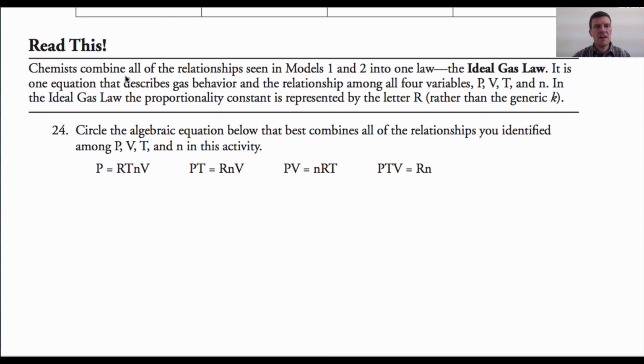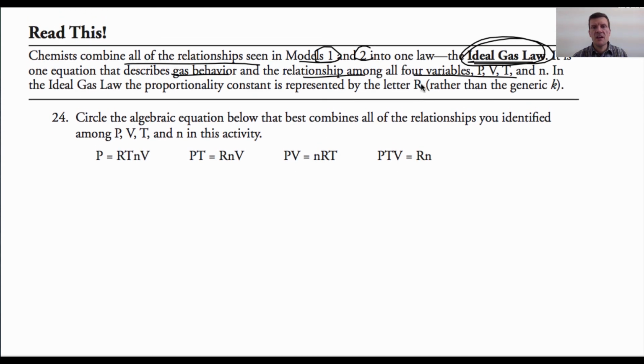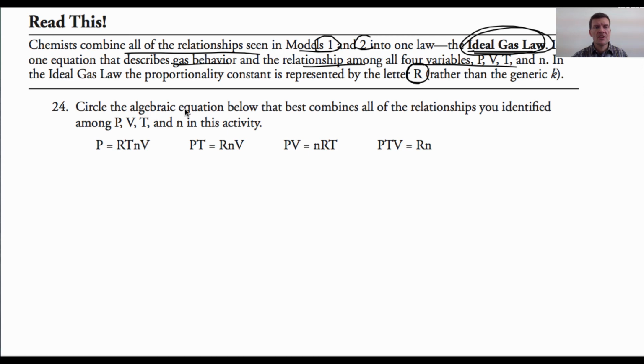Alright, chemists combined all of the relationships seen in Model 1 and 2 into one law called the ideal gas law. This is a great gas law. This takes care of everything, by the way. It is one equation that describes a gas's behavior and the relationships among all 4 of the variables. In the ideal gas law, the proportionality constant is represented by a particular letter. We're not going to use K anymore. It's going to be R. Okay? So, circle the algebraic equation below that best combines all the relationships you identified among these 4 variables.